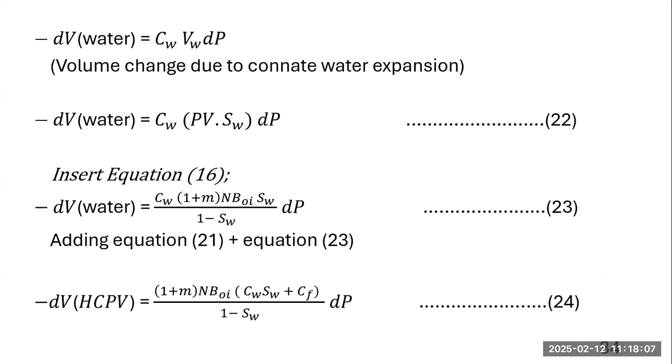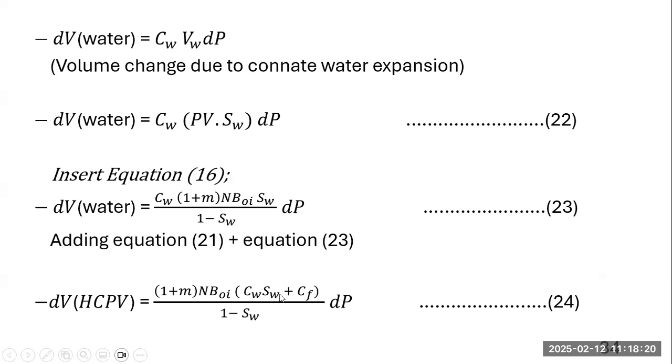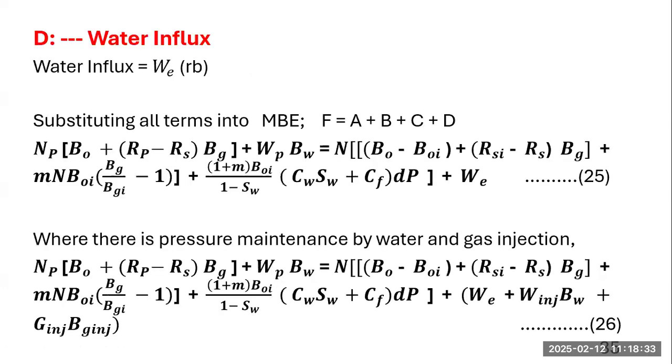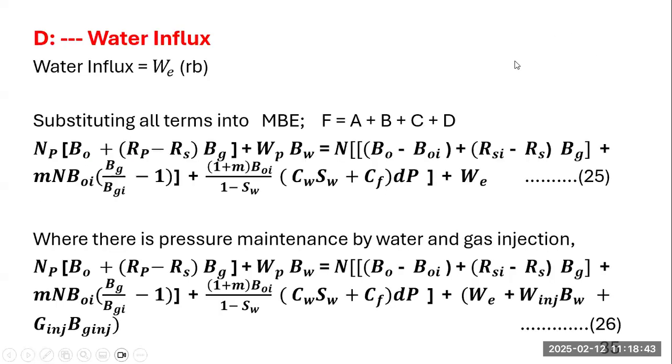What do you have? You have the common factors, 1 plus M NBOI, and you have the non-common factors to be your CWSW plus your CF, if you had your 21 and 23, divided by 1 minus SW. So that makes your C. So we have successfully explained what A is, what B is, and what C is.